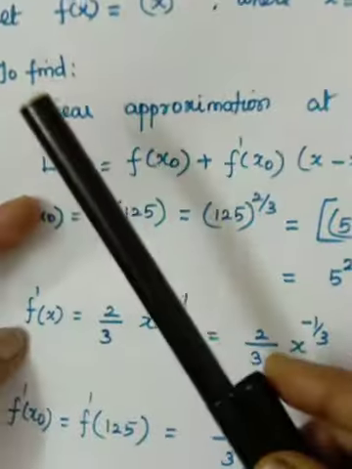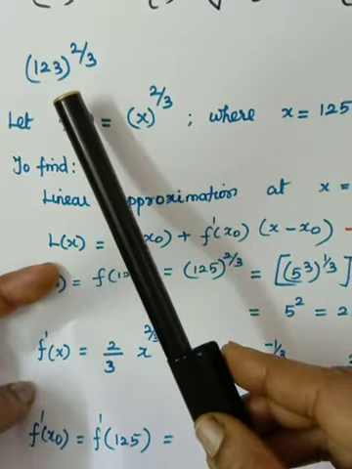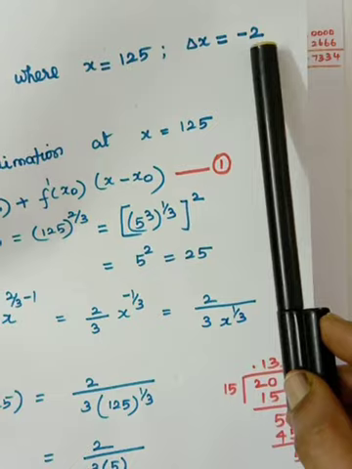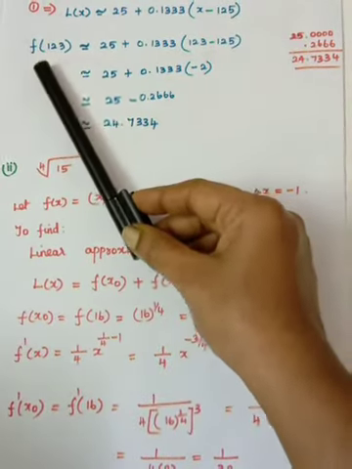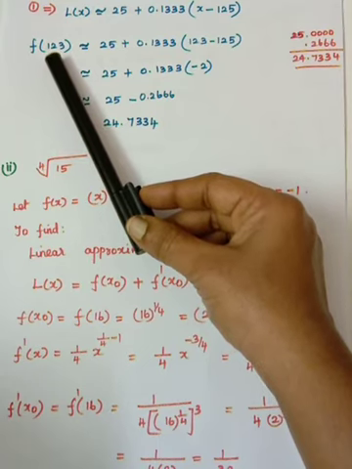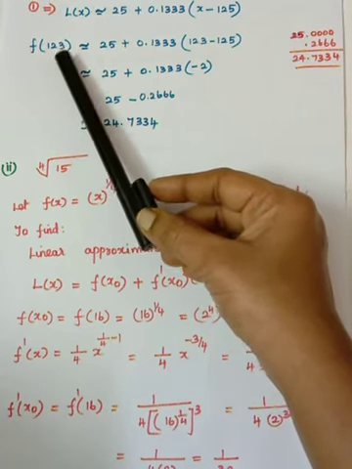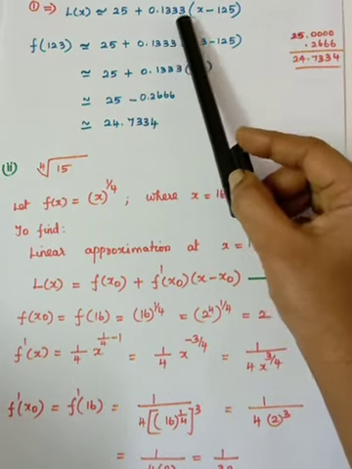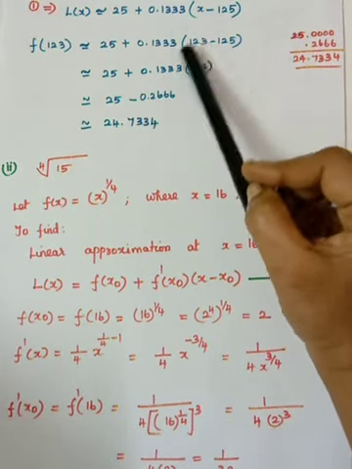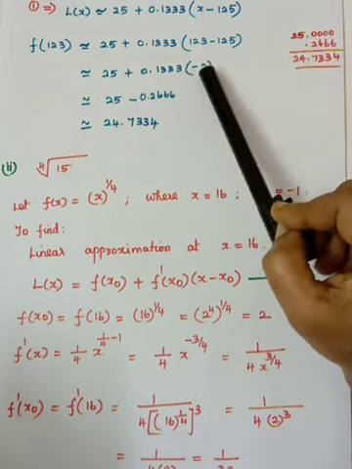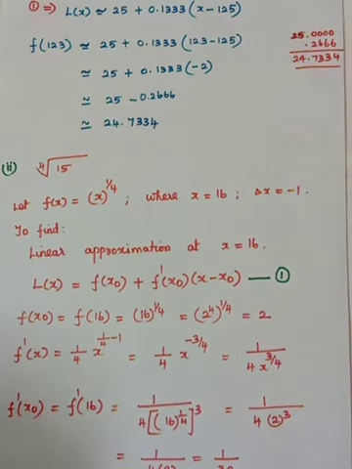Now what is asked? What's your question? It is 123. So x is equal to 125 and del x is equal to minus 2. Therefore now we are going to find the approximated value for 123. So it is equal to 25 plus 0.1333 into, in the place of x you have to substitute 123 minus 125, that is minus 2. If you multiply, you will get this answer as 0.2666.